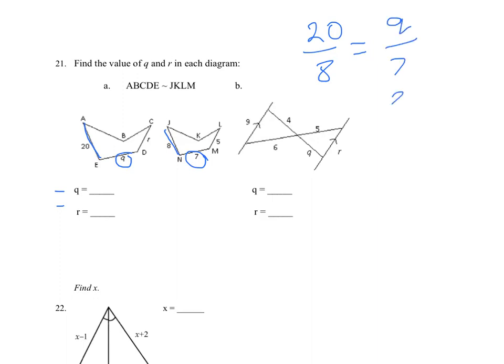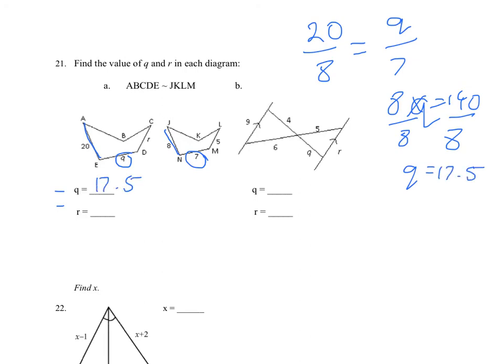Cross multiply, 8Q equals 140. Divide by 8. I put an X, but it should be a Q. And we get 140 divided by 8. Q equals 17.5.